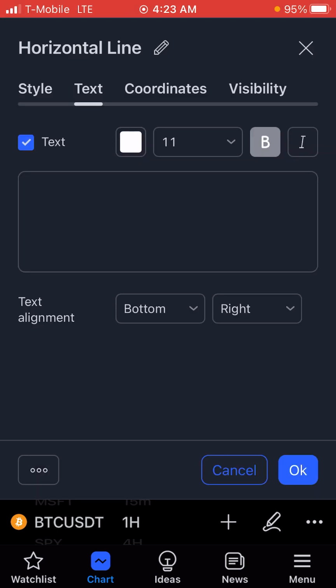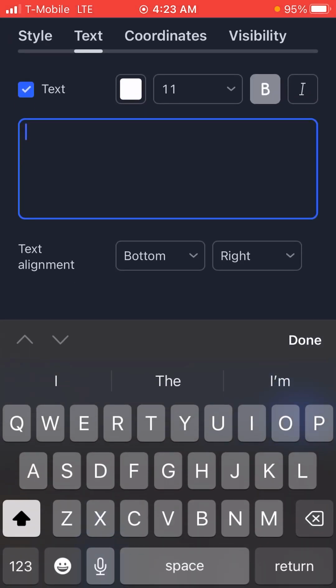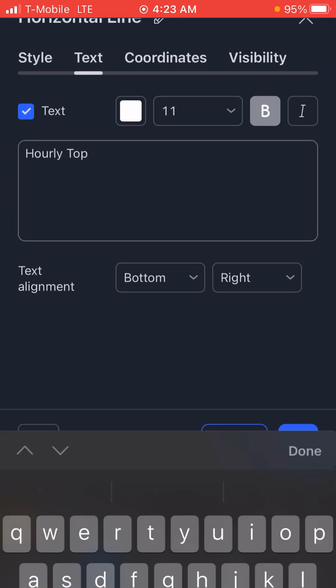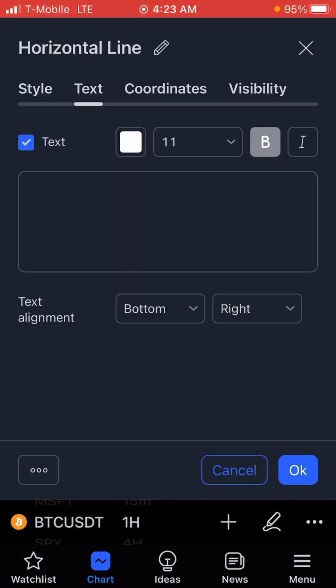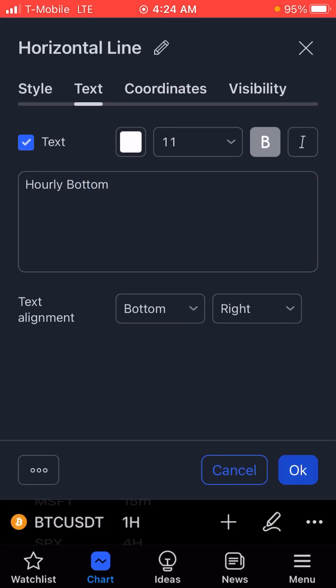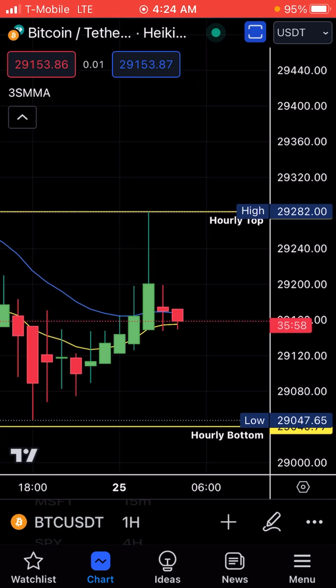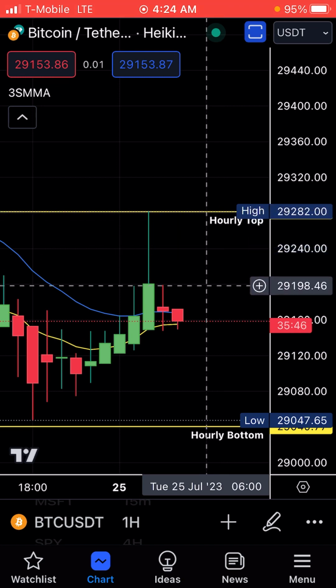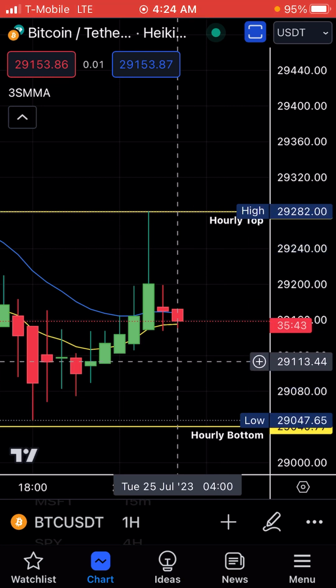You want to make sure you know that this is the hourly top. And this is the hourly bottom. So what you can basically predict from this is, if it gets close to the top, it's probably going to bounce down, because you see the wicks right here. If it gets close to up here, it's probably going to bounce down. If it gets close to here, it's probably going to bounce up.